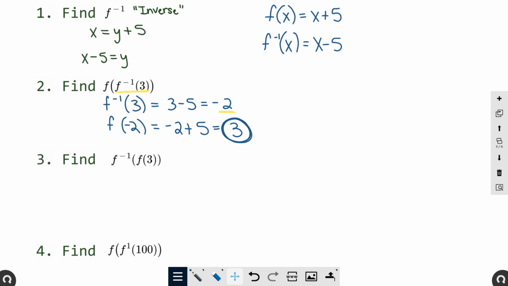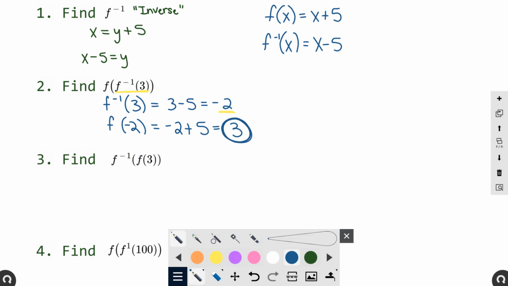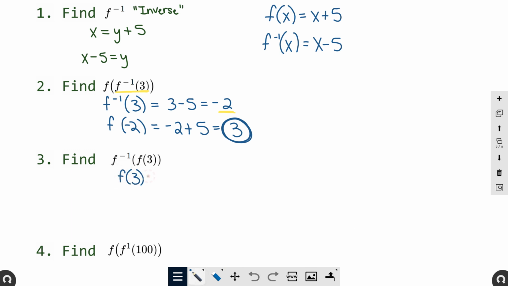All right, let's do our next problem. f inverse of f of 3. So let's first start with f of 3 because it's on the inside. We're going to take 3 and plug it into the original function. 3 plus 5 makes 8.